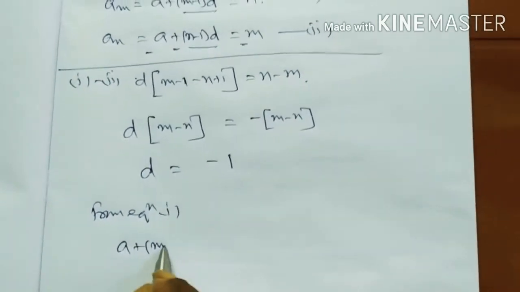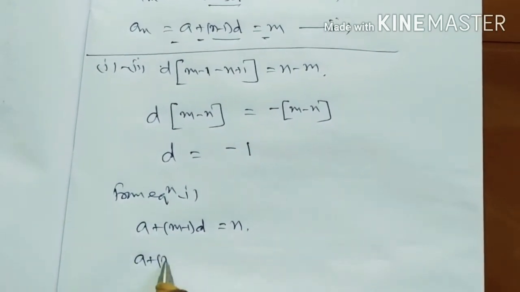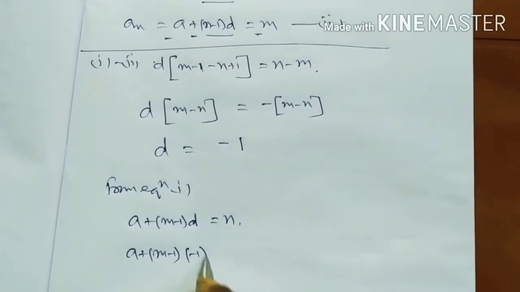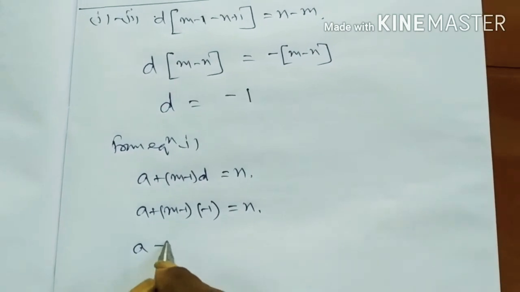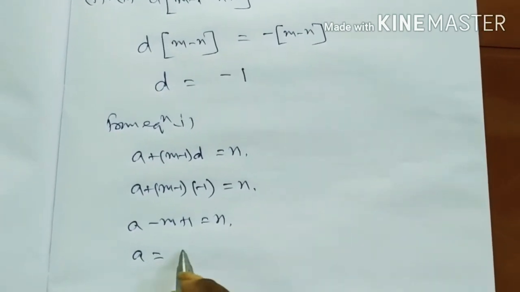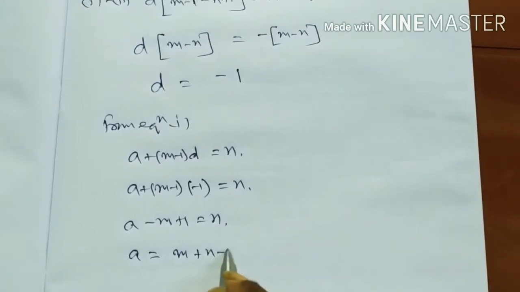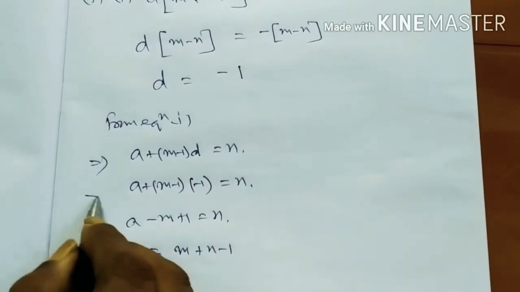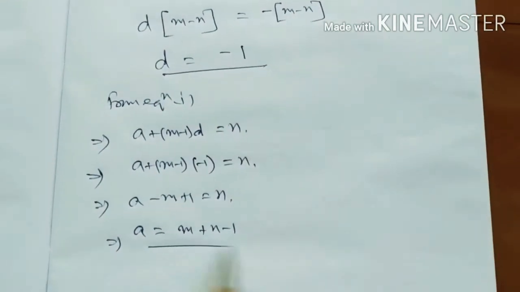Now from equation 1, a plus (m minus 1)d is equal to n, so a plus (m minus 1)(minus 1) is equal to n. So a minus m plus 1 is equal to n. So a will be equal to m plus n minus 1. So I have got the value of d and a.